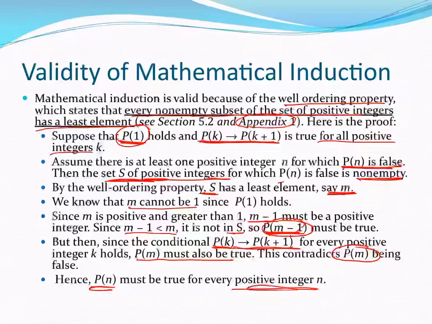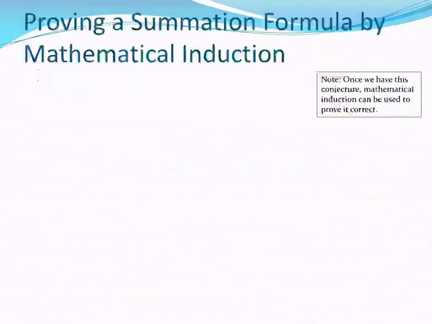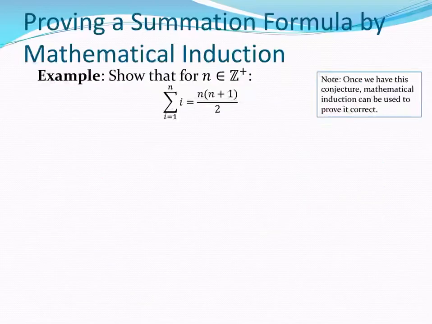Let's look at how we can use it to make a proof. We want to prove the well-known formula that the sum of the first n integers is n times n plus 1 over 2. And in general, mathematical induction doesn't give us insights into mathematical relationships. We have to come up with those by another means, and then we'll use induction to prove them. All right, well, let's prove it for all positive integers n.